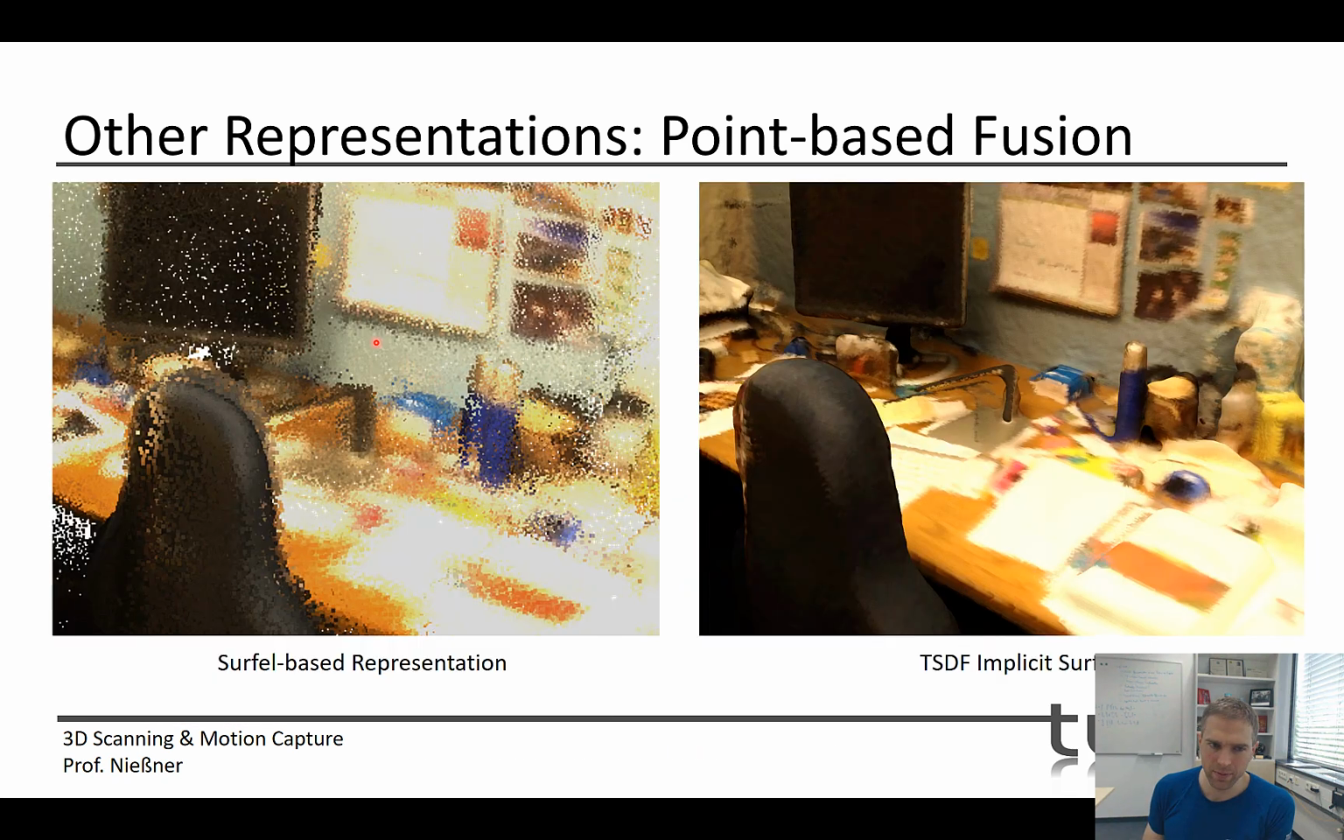So yeah, to give you maybe an example, it looks something like this here. This is the surfel-based representation. This is the TSDF-based representation. This is kind of a comparison here side by side. So the TSDF in a grid has a higher quality. This is why probably people mostly use the TSDF fusion today.